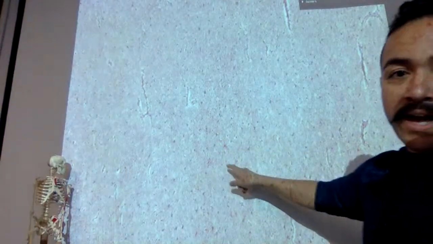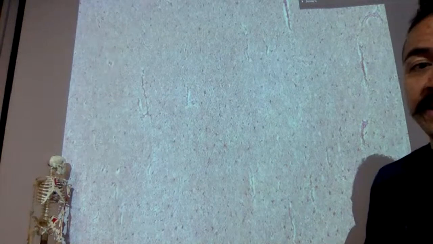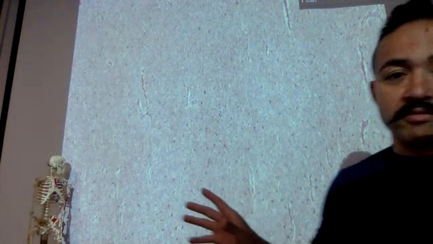So this is from the brain. We don't see a whole lot right now. You see all these little specks. This is a special stain of brain tissue. So we're in the central nervous system. I'm at 40x right now. Let's go to 100x.